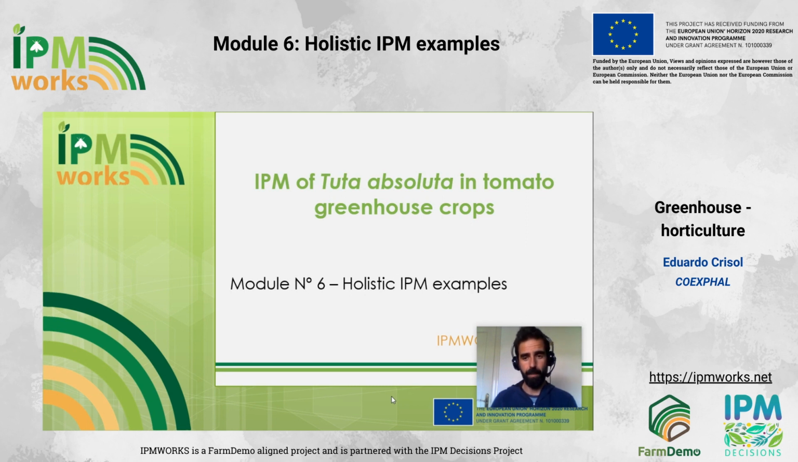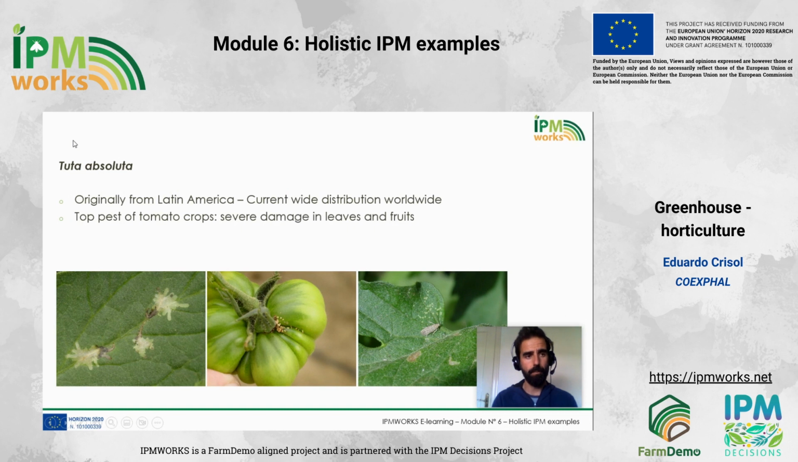This video is about module number 6, holistic IPM examples, and we will talk about the IPM of Tuta absoluta in tomato greenhouse crops. Tuta absoluta is a pest originally coming from Latin America, but currently it has widespread distribution worldwide. It's a top pest of tomato crops, and it causes severe damage in leaves and especially on fruits.